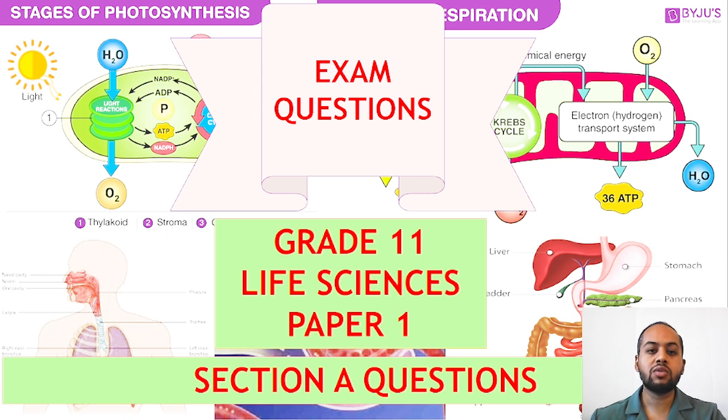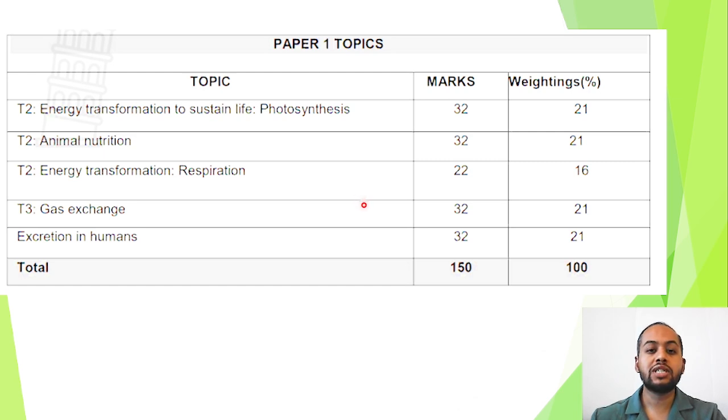Please note that these questions are taken from previous exam question papers, so you are going to be exposed to the correct levels of skills that you need to grasp in order for you to achieve your ultimate best in your final examination. The topics which you should be studying for your Life Sciences Paper 1 exam should be firstly photosynthesis, cellular respiration, animal nutrition, gases exchange, as well as excretion in humans.